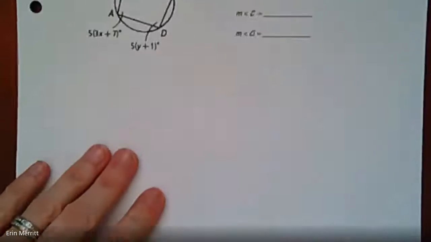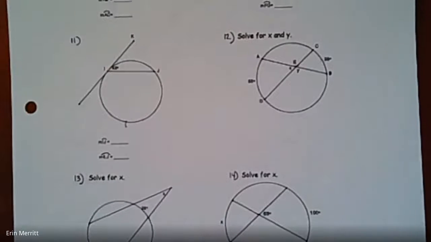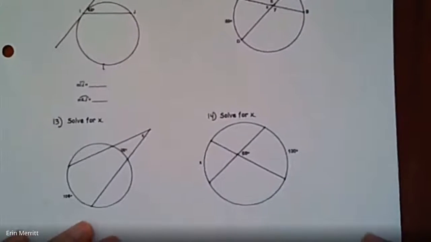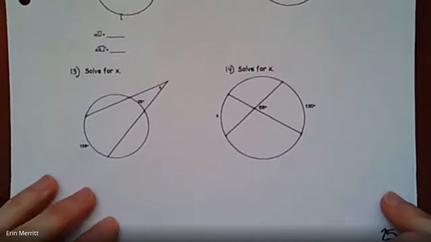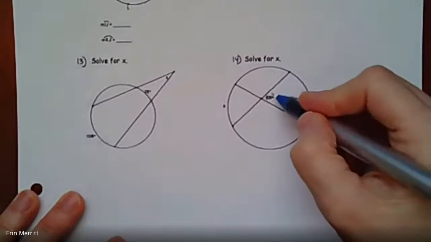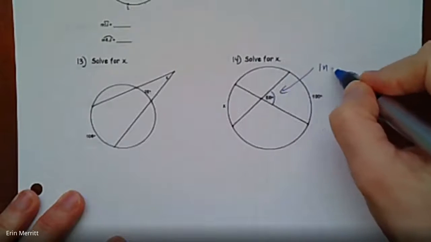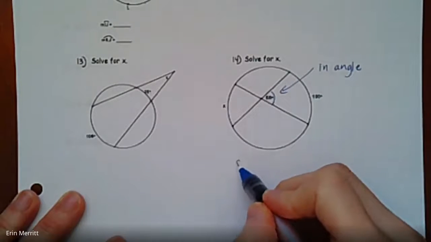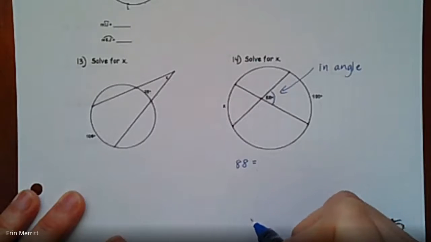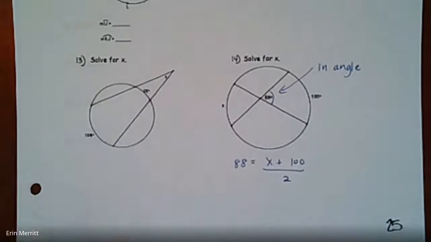All right. The next page, you've got more of the same type of questions. Here, just as a reminder, some of these you may have to work backwards for. So like number 14, if you look at it, you have 2 chords intersecting. That is an in angle. And the in angle is the average of the 2 arcs. So 88 is equal to x plus 100 divided by 2.